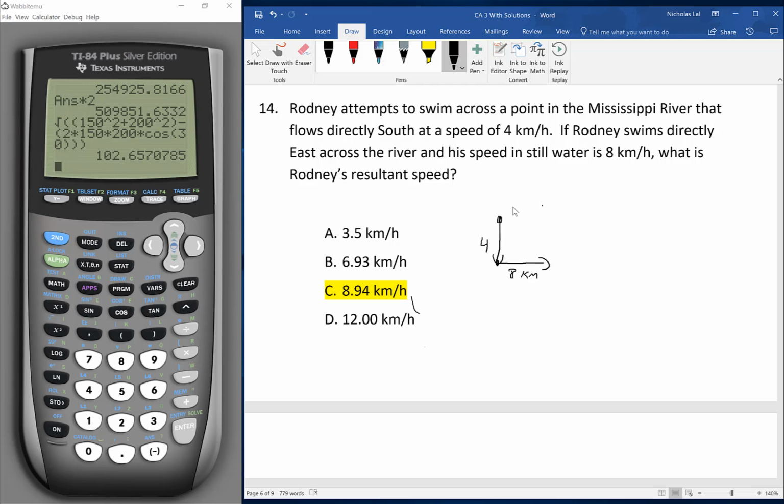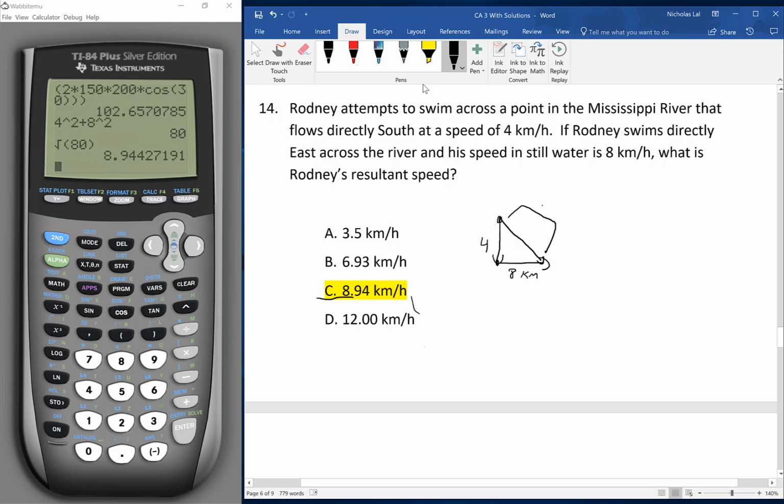All right, so we need to find Rodney's resultant speed, which is the hypotenuse of this right triangle, because that's his resultant vector. So we can use the Pythagorean theorem here. We can do 4 squared plus 8 squared. Take the square root of 80 using the Pythagorean theorem. And the answer is going to be 8.94, and that's answer choice C.